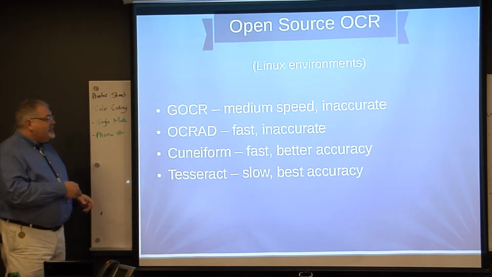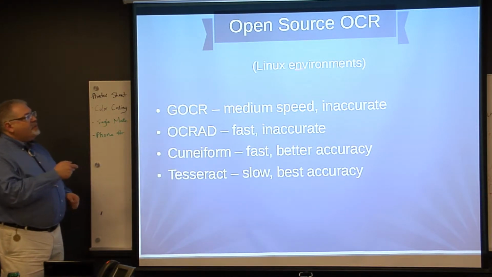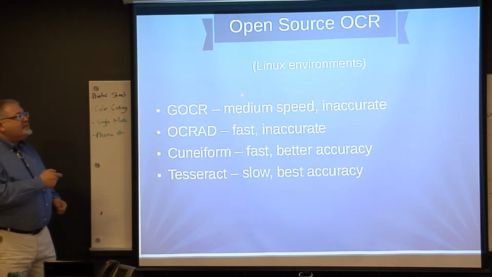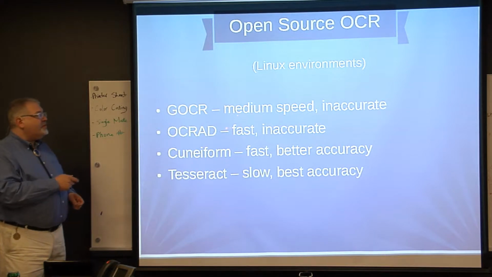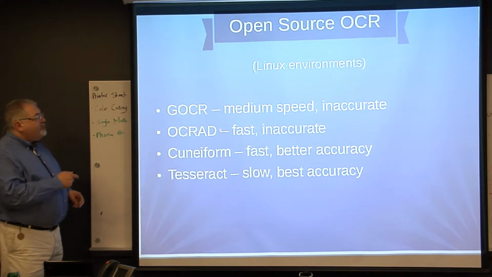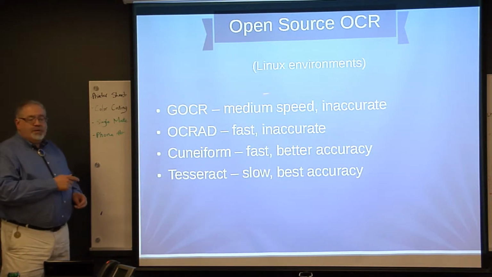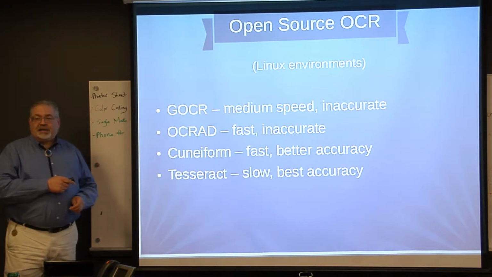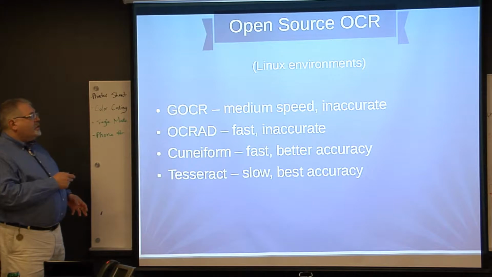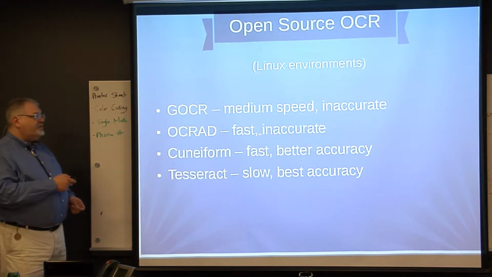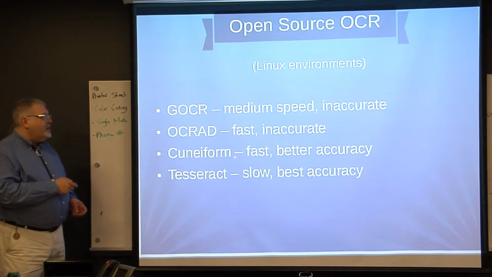So we're going to focus on Linux environment because that's where I program, but there are, in fact, open source packages that run in Windows. So there are some Windows packages I'm aware of. These are the 4 that are in common use for open source, and you can install these with a package manager in any Linux system. So the Gokr, which was a GNU project, medium speed but very inaccurate. OakRed is an old GNU project also, but it's fast, but it's very inaccurate.